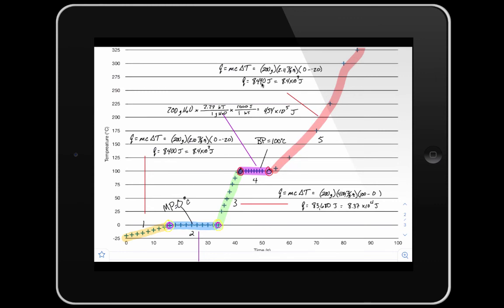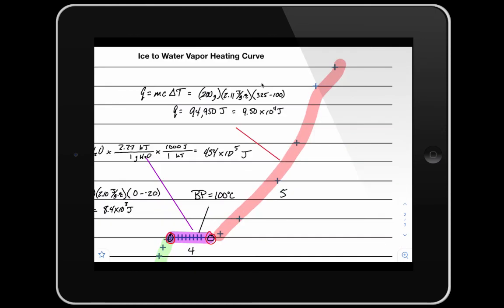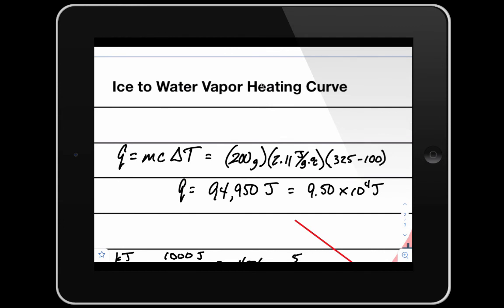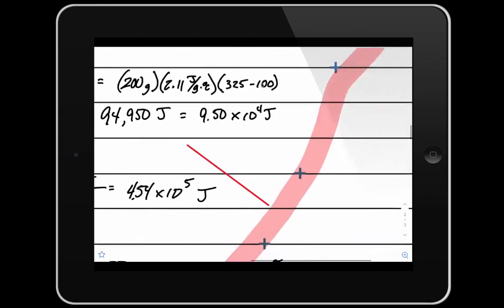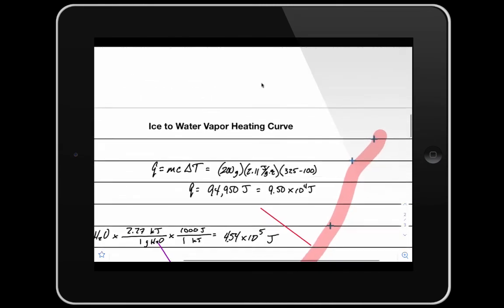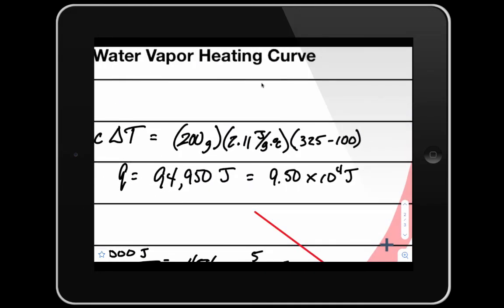In terms of the energy change, we can see here we're going to have our 200 grams multiplied by the specific heat of gaseous water, which I found to be 2.11. And then we have a final temperature that I had you max out at 325 minus the 100 degrees Celsius from where we were at boiling. And the amount of energy required to change the temperature of water from that 100 to 325 will be 94,950, or 9.5 times 10 to the fourth joules. Again, pretty large value, but here we're changing the temperature by 125 degrees, whereas before I think the maximum we changed it was 100 degrees, going from 0 to 100.